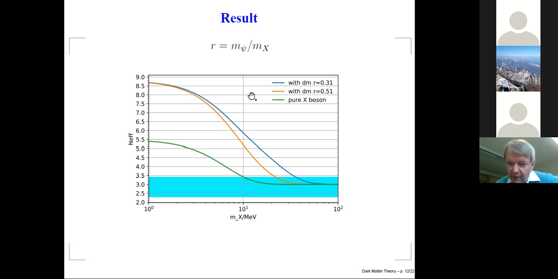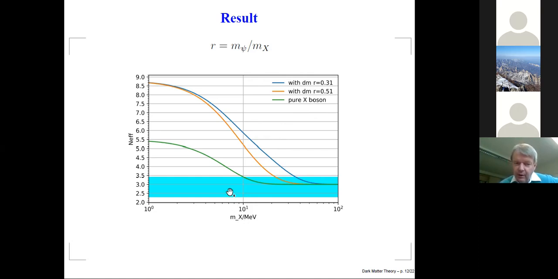So if the dark matter is heavier, r of 0.51, somewhat above the resonance, then more of the annihilation already happens at higher temperatures where the new mu and new tau are still in equilibrium than for light dark matter. So for lighter dark matter, the constraint is stronger once you fix the X boson mass.